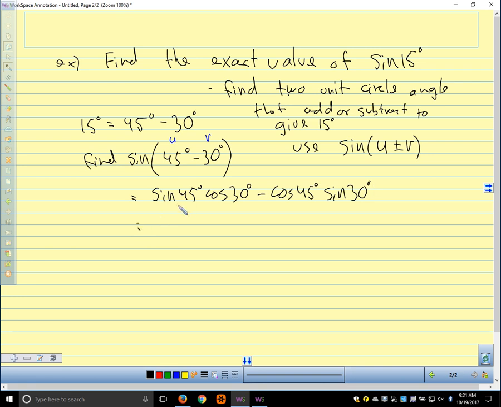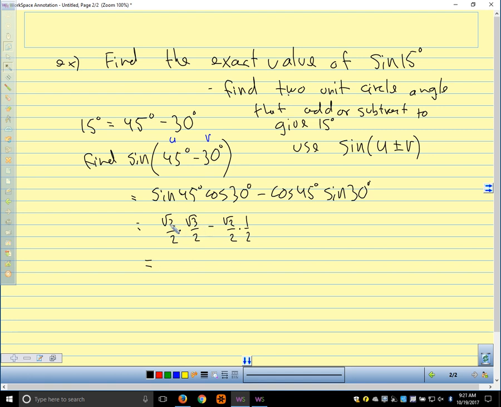So what is the sine of 45 degrees? Square root of 2 over 2. Cosine of 30? Square root of 3 over 2. Minus cosine of 45? Square root of 2 over 2. Sine of 30? One half. All right, and then we can simplify this.